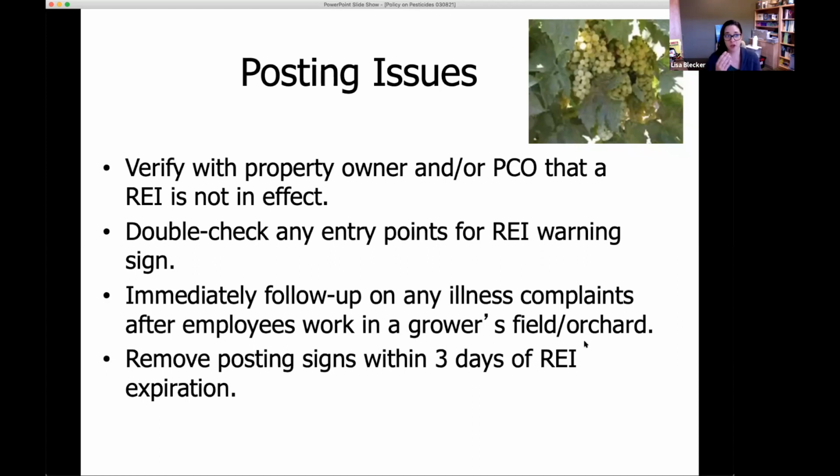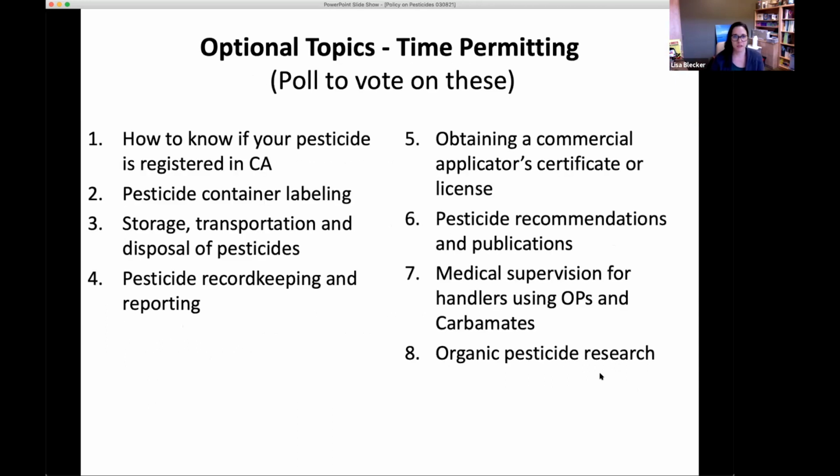So you have the right to check the application-specific information, which employees have the right to do as well. But you may not know where that is if you're working with a cooperator and that's not your regular place of work, so check with them. And then follow up on any illnesses. If you suspect you went into a field and later that day you're feeling sick, don't brush it off. That's what I'm saying.